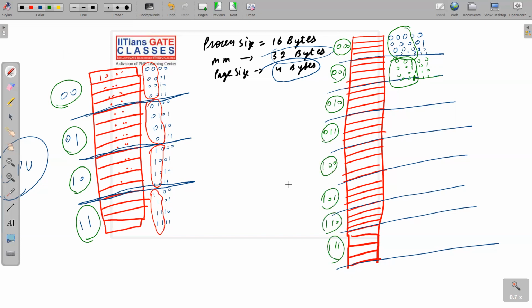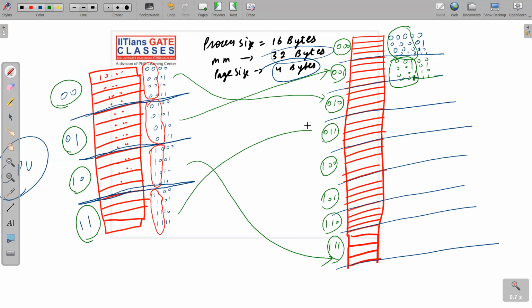Okay, so now let us assume our first page goes here. Let us suppose this. Second page goes here, I'm just assuming it. Third page goes here, and let us suppose the fourth page goes here. Now I have to keep a record of which page goes to which frame.